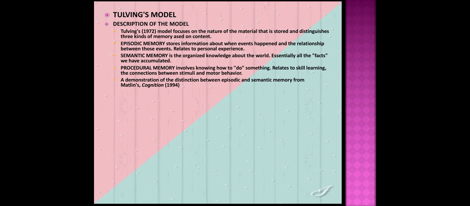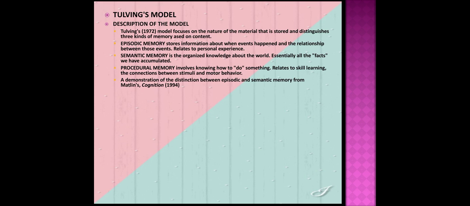Tulving's model. Description of the model. Tulving's 1972 model focuses on the nature of the material that is stored and distinguishes three kinds of memory based on content. Episodic memory stores information about when events happened and the relationship between those events, relates to personal experience.